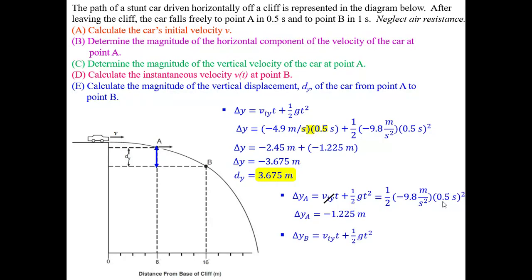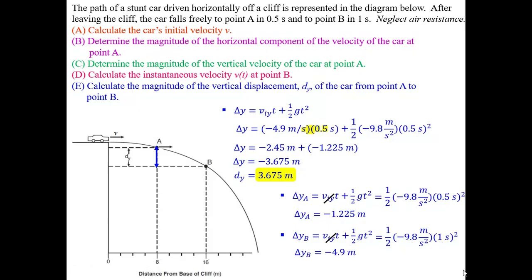I'm going to do the same strategy. I'm going to start from, again, where the car leaves and then go down to 1 second. So if I start from the very, very beginning, my VIY is 0 because it was leaving the cliff in the horizontal direction. So there's no VIY component. Same work here, except the time here is just 1 second. So if you clean this up, you'll get negative 4.9.